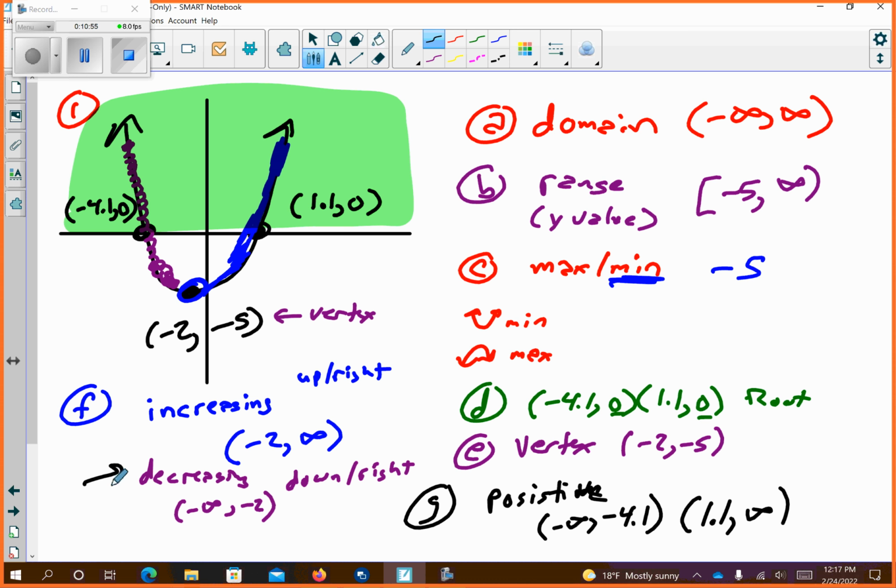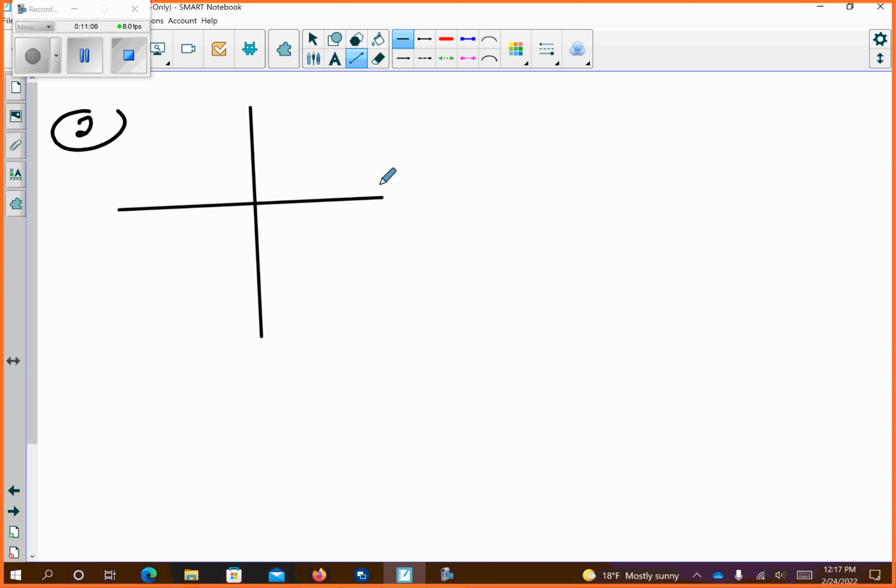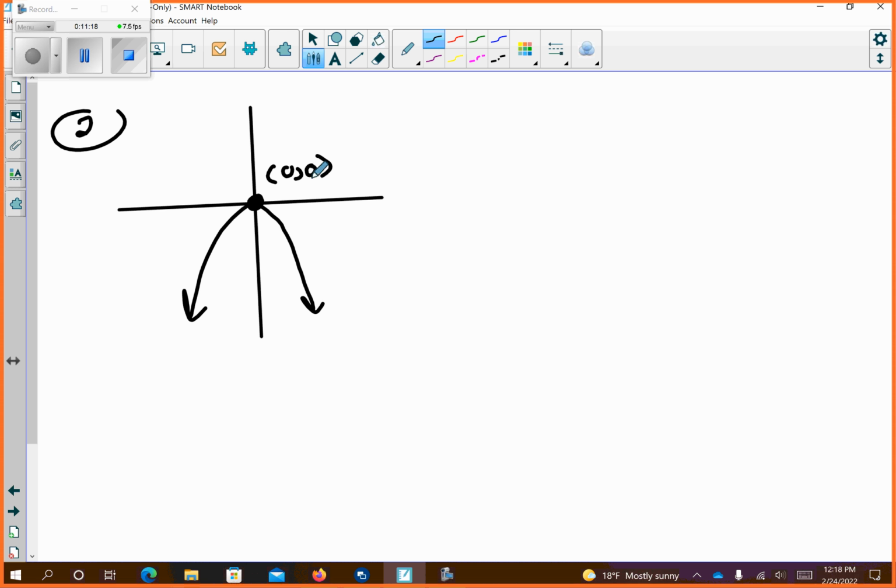Can I go to number two? Okay. So problem number two, we have our XY axis. What does it appear the vertex is on number two? It goes down. My vertex is right there, so this parabola is doing this. So that's the point 0, 0 all day long. I feel really comfortable about that. Do you feel comfortable with the way that's labeled?